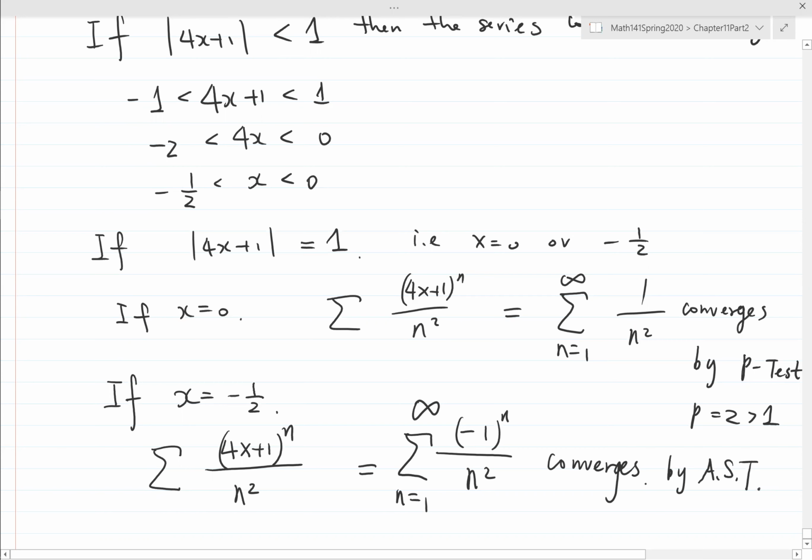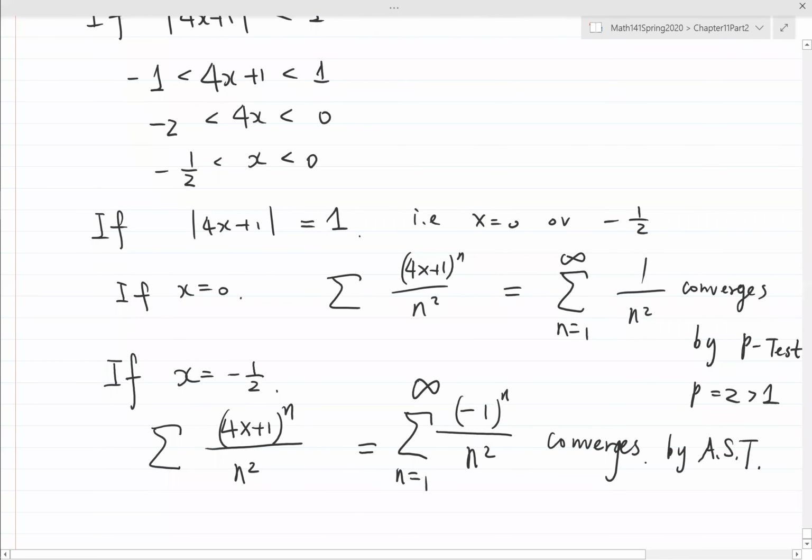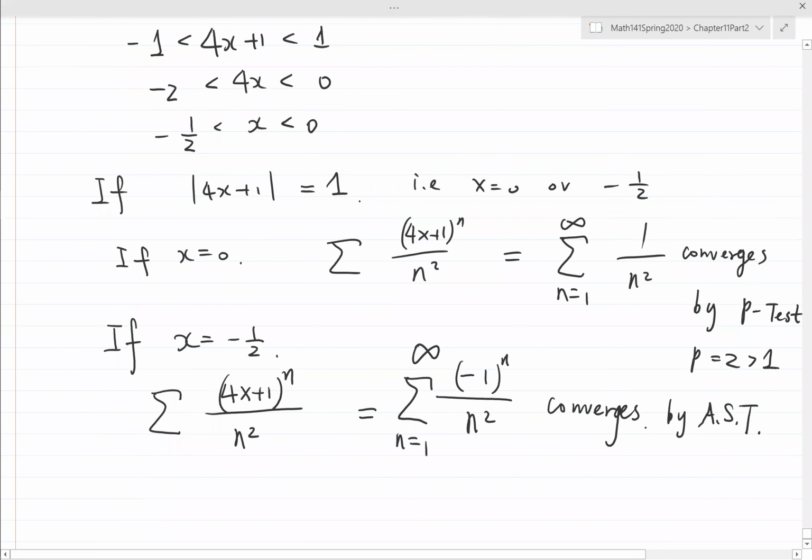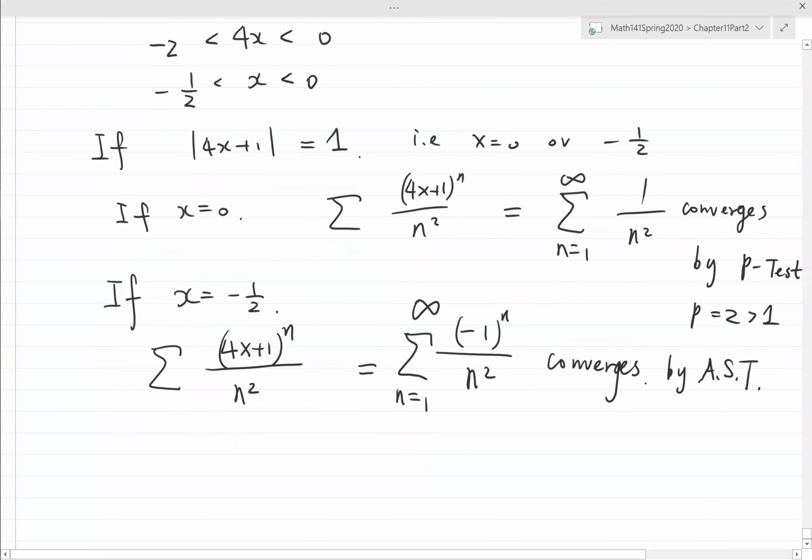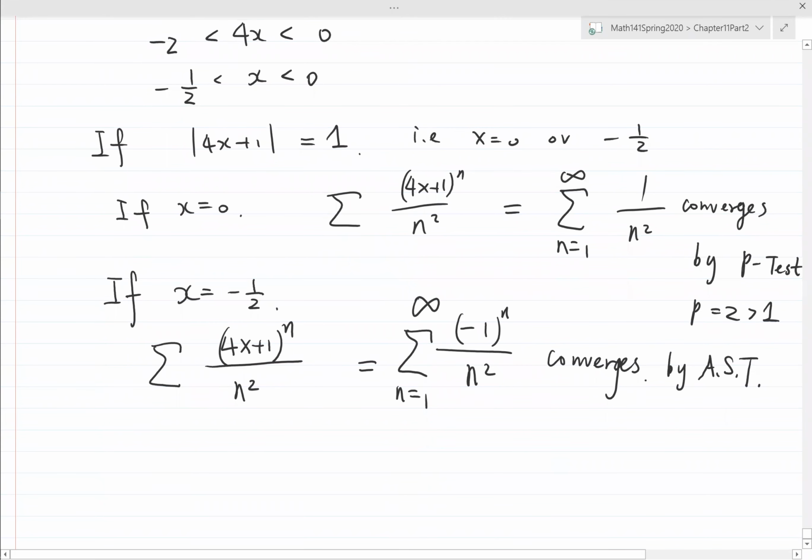So it's decreasing, and the limit of 1 over n squared is 0. Or you can take the absolute value to conclude that this converges absolutely, because 1 over n squared converges by the p-test. So it converges because it converges absolutely. Okay, so at both of the two endpoints, it converges.